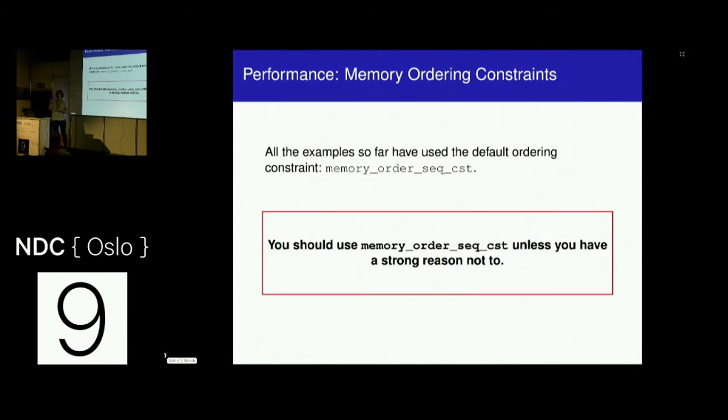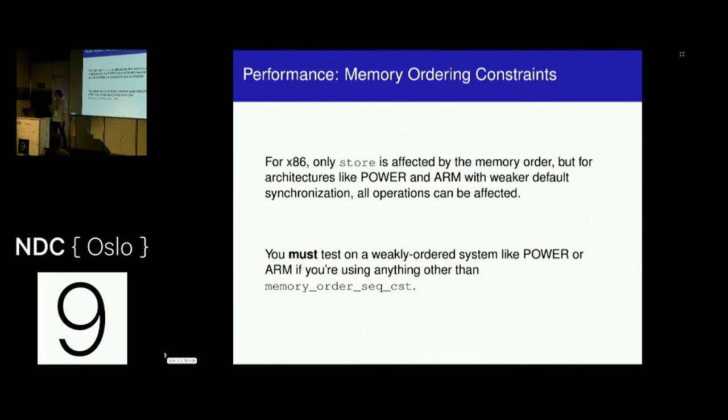And also test on a weakly ordered architecture. If you're testing it on x86, the memory order underneath is really strong. Test it on ARM or Power, or if you've got access to an alpha, then use that. But if you're relaxing the memory ordering, then it's very easy for things to work in test and then fail in production. So on x86, only the store really is affected. But Power and ARM can actually affect all the operations. So make sure you test on a weakly ordered system if you're going to try and relax the ordering constraints.